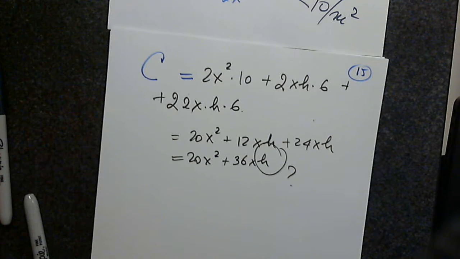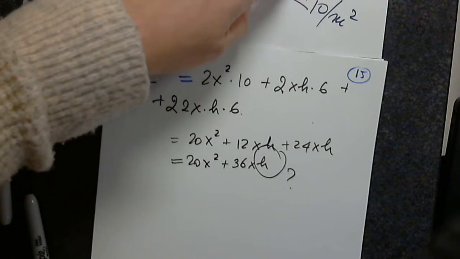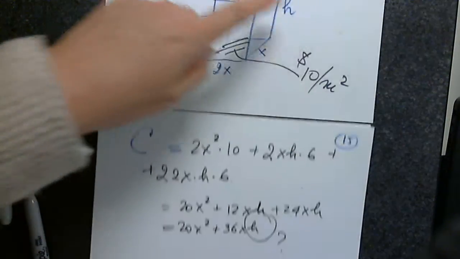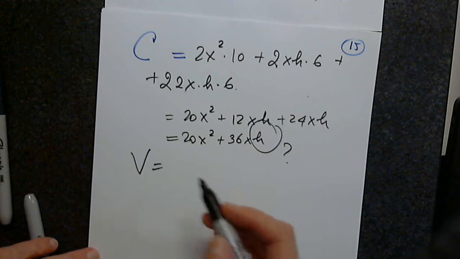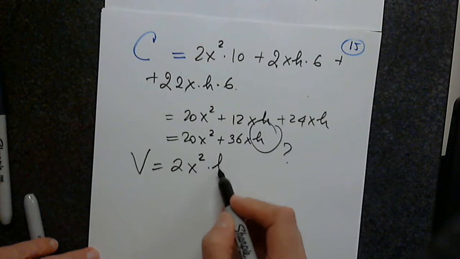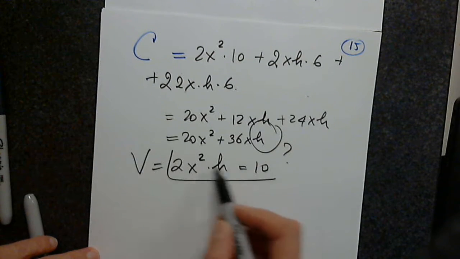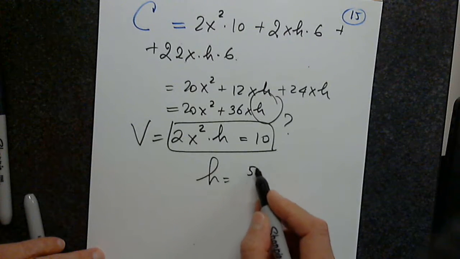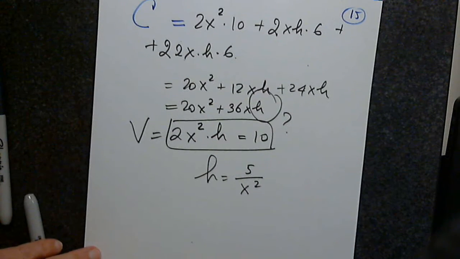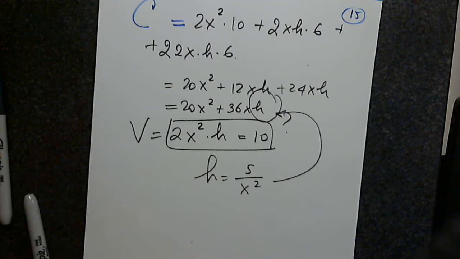But I have no problem getting rid of h because I am given that the volume is 10. So the volume of this box is the area of the base, 2x squared, times the height, and this is given to us as being 10. So therefore h will be 10 divided by 2, so this is 5 divided by x squared. And that's really all we need to do, besides differentiating and setting it equal to 0 to find the critical numbers, etc.